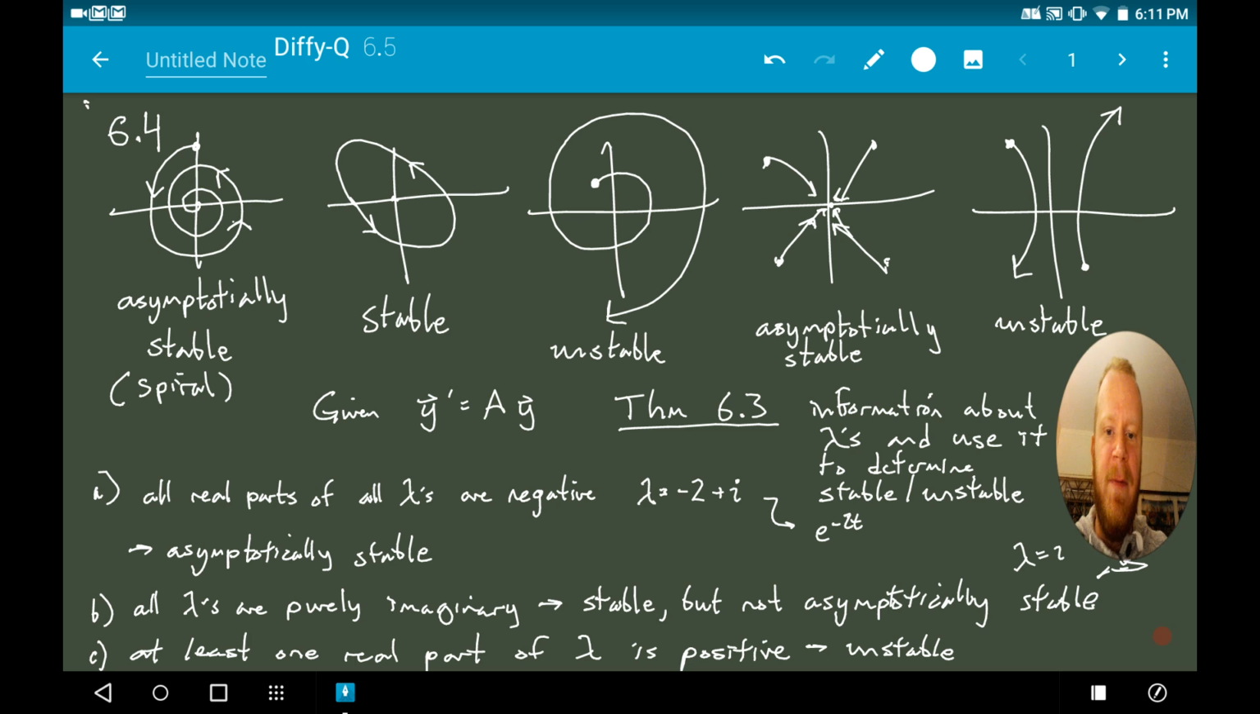And that involved, either you're given a picture or you're given this thing here, and you could figure out information about the eigenvalues. But not every system looks like that, and 6.5 deals with a situation where we have not a system like this, but we're looking at a nonlinear system. So something that's a little bit more complicated than this. So we'll look at that at the next slide.